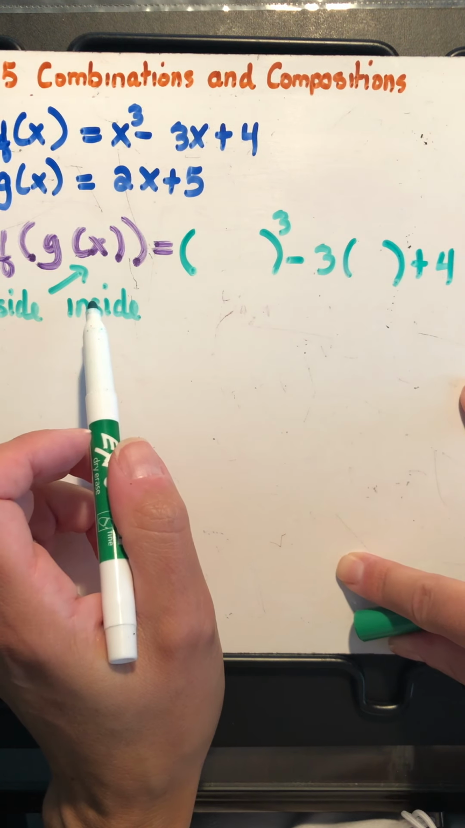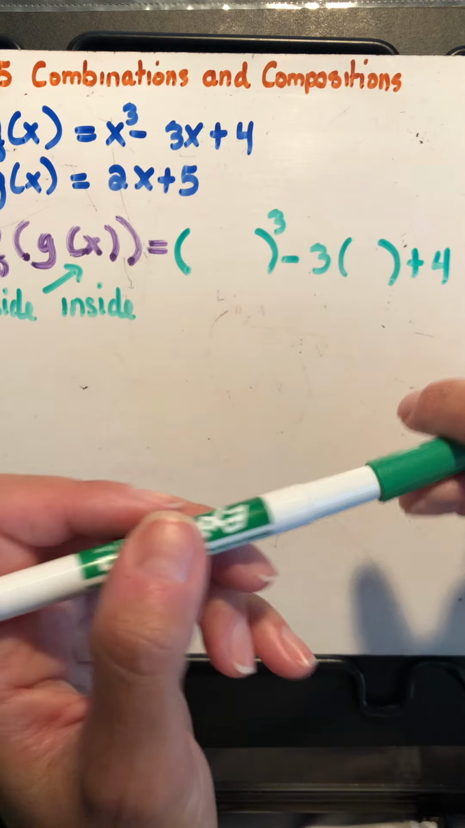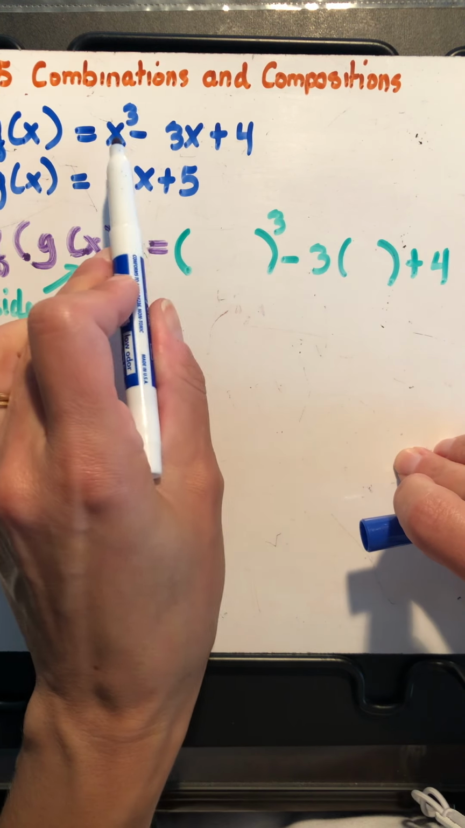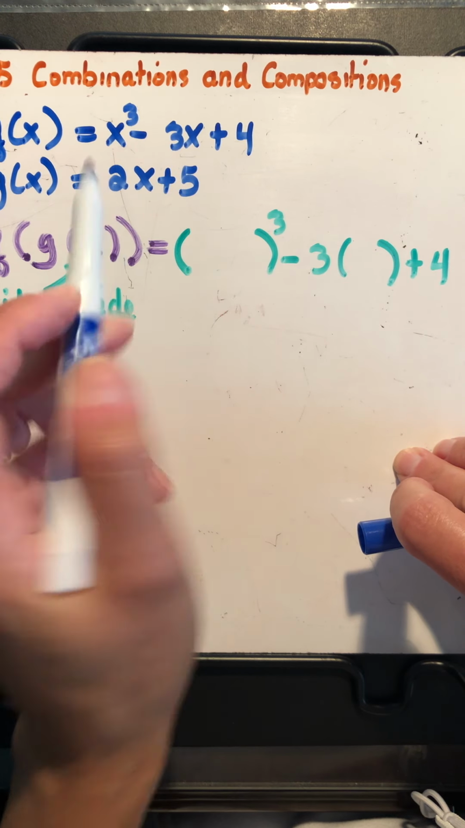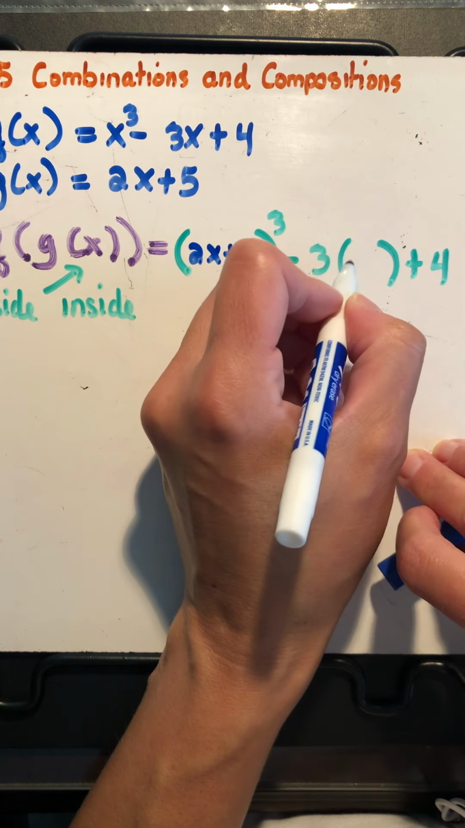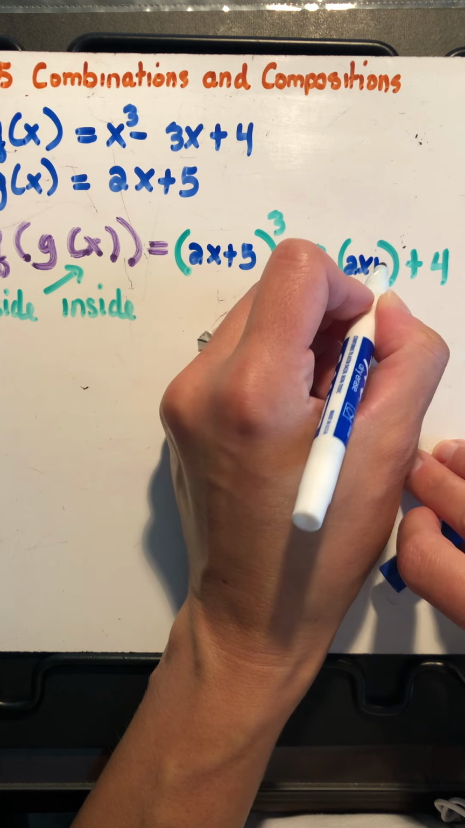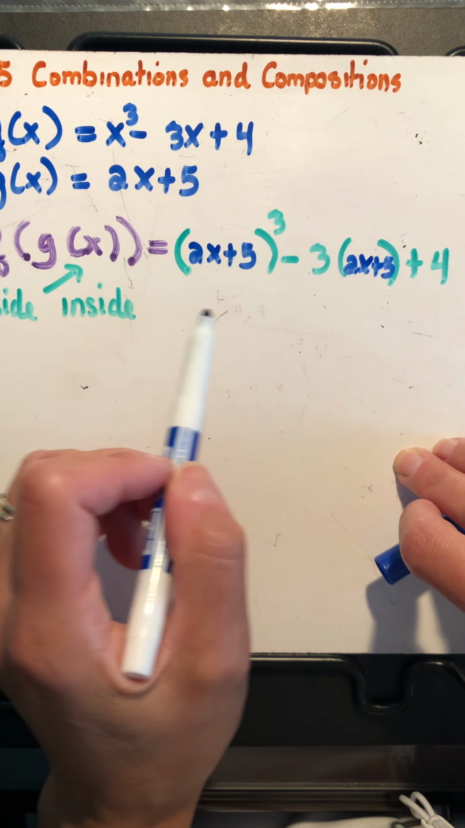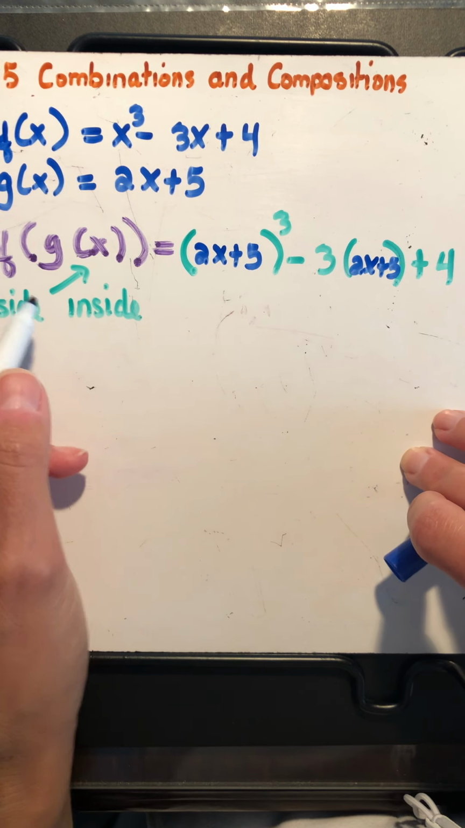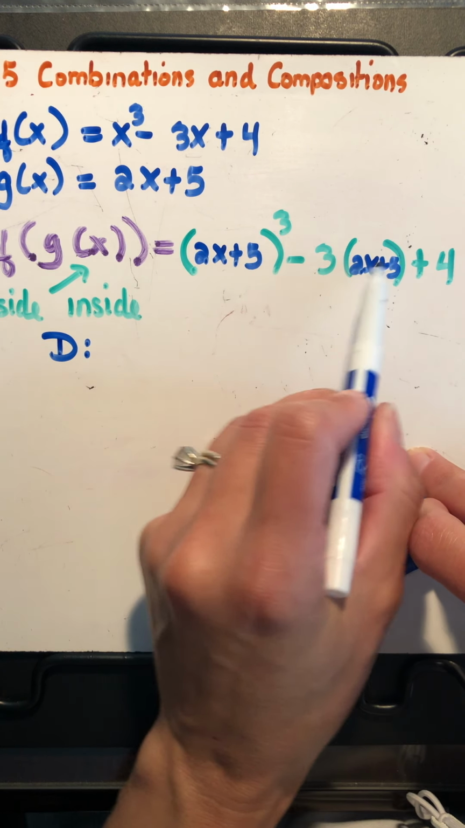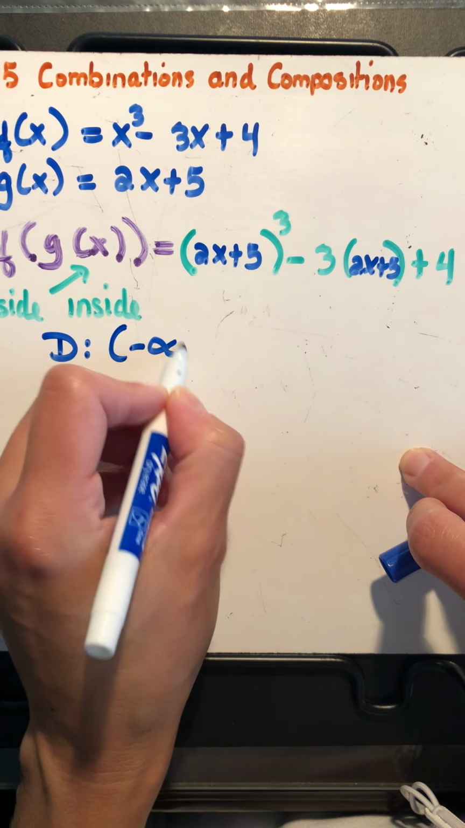That's like my shell, right? Inside of the parentheses, I'm going to drop in my inside function. It's going to go everywhere there was an x, because everywhere there's an x, I leave parentheses. So 2x plus 5, 2x plus 5. Okay, and you can multiply that out. I'm not going to do that in the video, but you can. Again, if you're asked for the domain, because this is a polynomial function, degree 3, all real numbers will work.